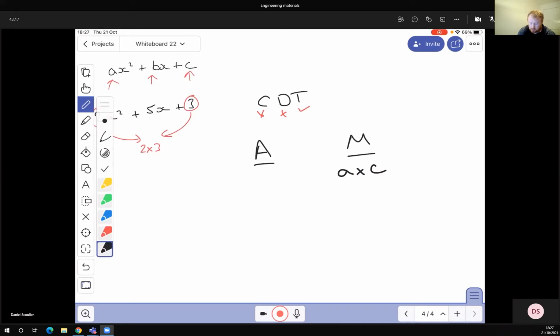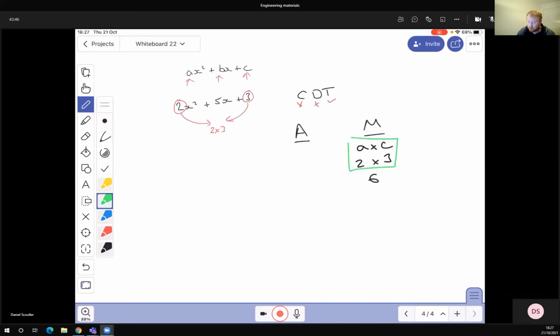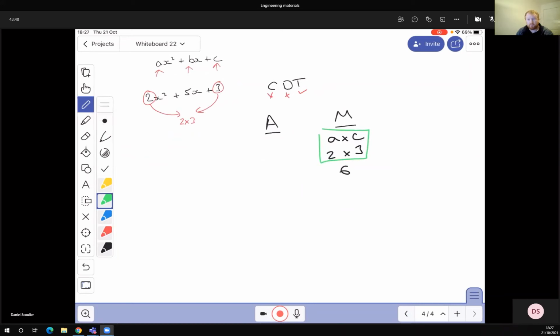So what goes underneath your M effectively is A times C. For this example, that's going to be 2 times 3. There's a 2 in the A position, and there's a 3 in the C. And that's obviously going to give us 6. So we're looking for factors of 6. I wouldn't usually write that under M, that's just a wee bit messy. I'm writing that for this example, but further examples we won't do that. So we're looking for multiples of 6. That's going to give us our pairs of terms, and then we're going to add them together.